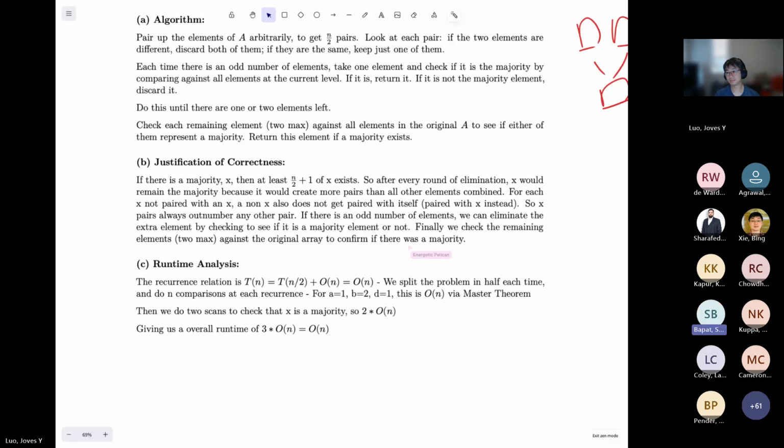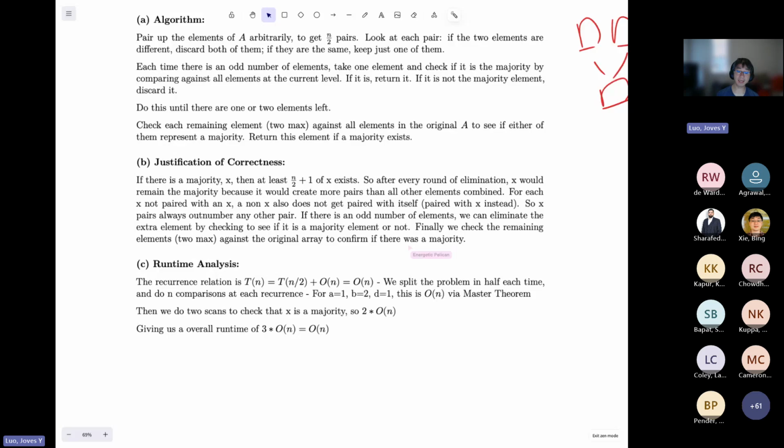Hi, thank you. I have a quick question. So for the same statement that you were referring to, if we have one odd element, we arbitrarily pick one up and check at the current level if it is the majority. Why don't we check it on the original list rather than the current level like we do at the end?